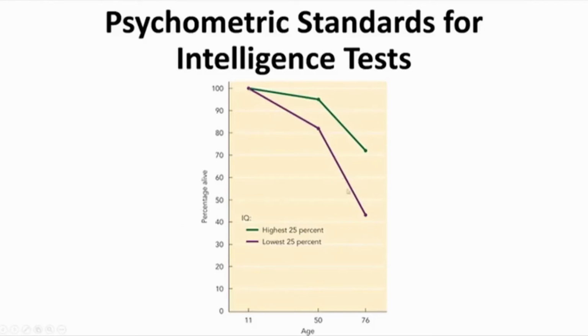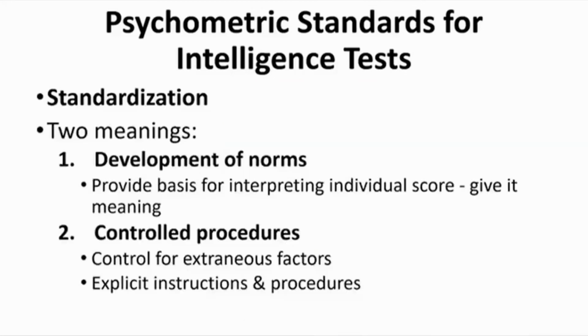And so the purple line for the people in the lowest 25%, they show a sharper decline where more of them pass away earlier on. Whether IQ is the cause of this, we can't say, because this is a correlation, not an experiment. But it's interesting to note that intelligence correlates with so many different things.